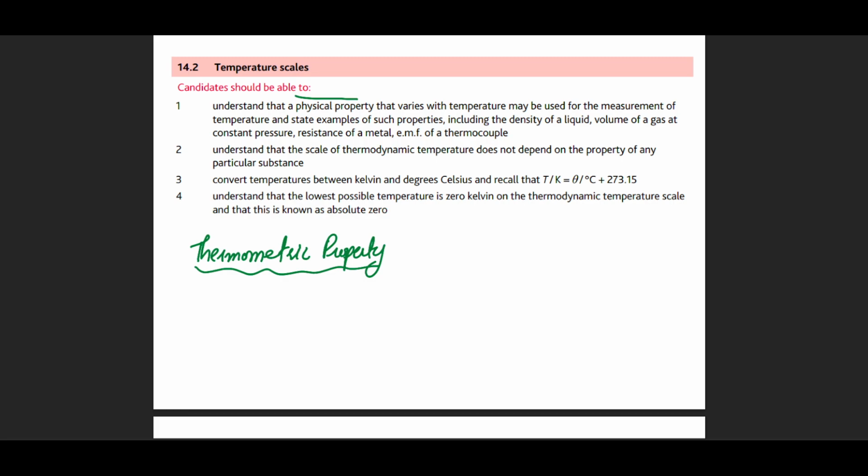So basically, what is a thermometric property? The examiner or scientist wanted to exploit or take advantage of any physical property that changes with temperature. So any physical property that is measurable, right? Any physical property that changes due to a change in temperature. So we could make a thermometer out of it.